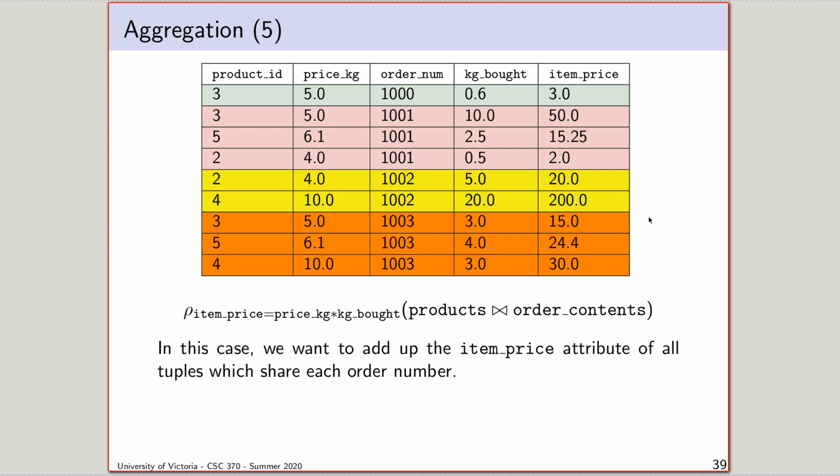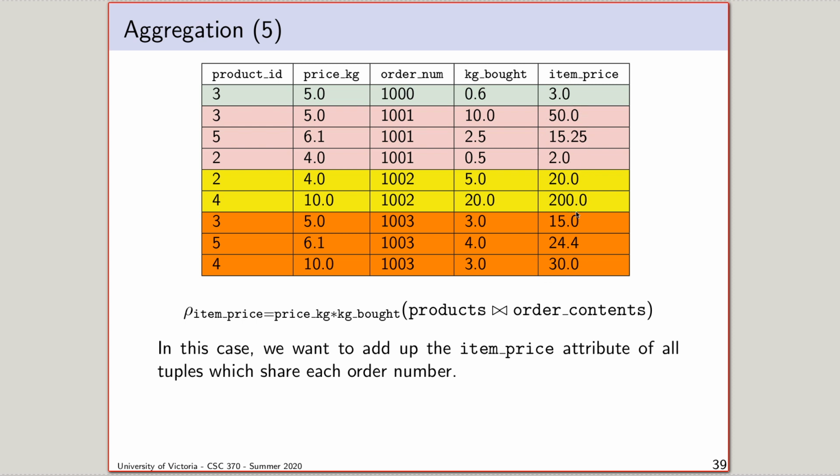I make a bucket for everything in order 1000 and I toss each row into that. I make a bucket for order 1001 and I toss every row that has that characteristic into that bucket. And then a separate bucket for order 1002 and a separate bucket for order 1003. Once I've put them into buckets, I want to perform an operation on all of the rows in the bucket. So I want to do something like within the bucket for order 1001, add up item price. Within the bucket for order 1002 and within the bucket for order 1003, add up item price.